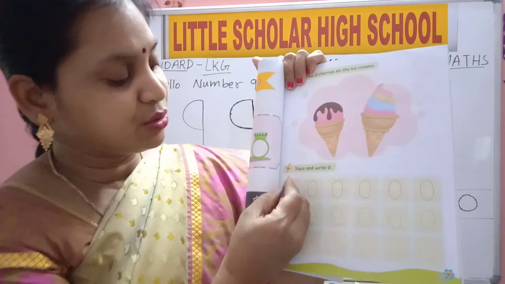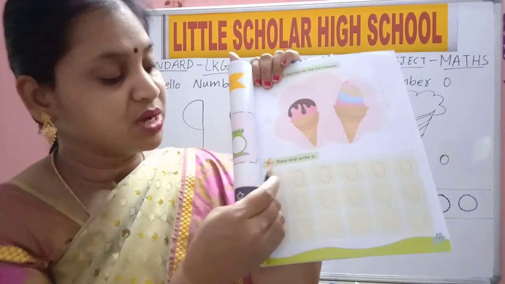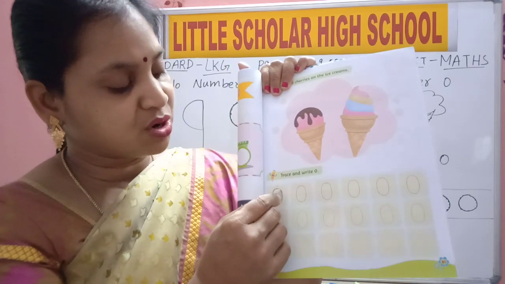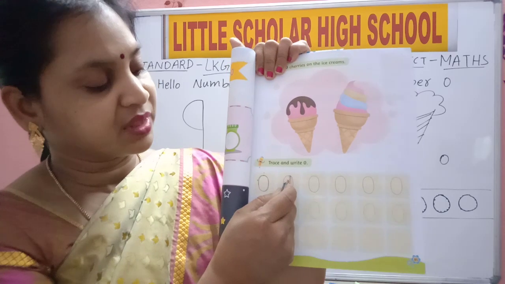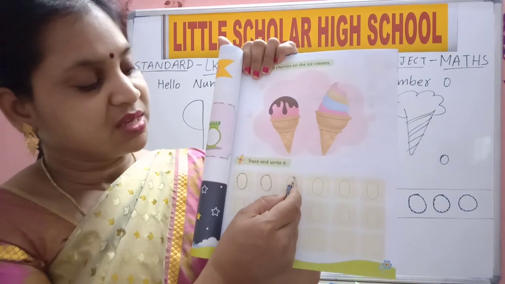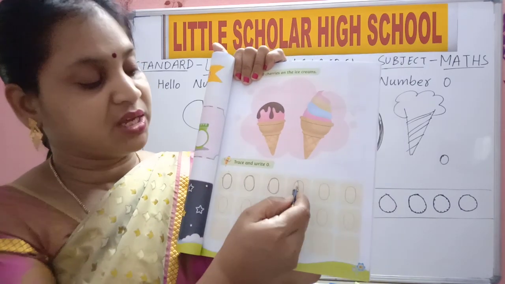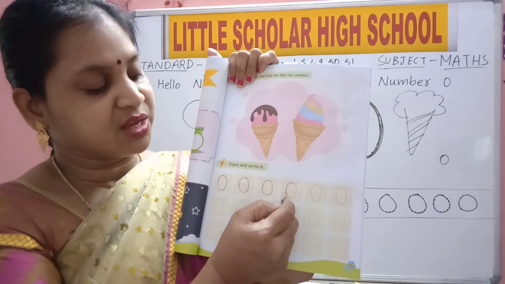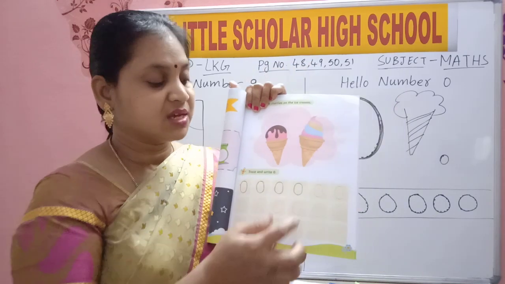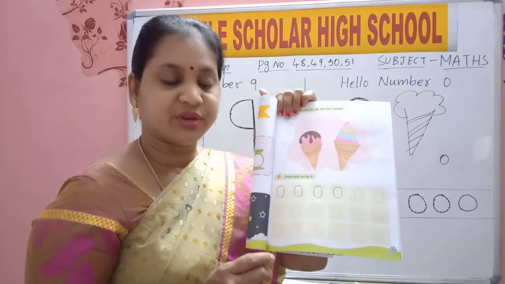Arrow mark is given. No, you should start from this side. Start from the yellow dot. Yellow dot is given to you. Start from the yellow dot. Come this way and join. 0. Exactly. Trace it on the dots only. Say and write 0. Z-E-R-O. 0. Yes. Finish.